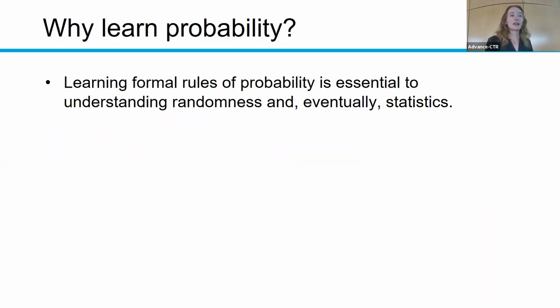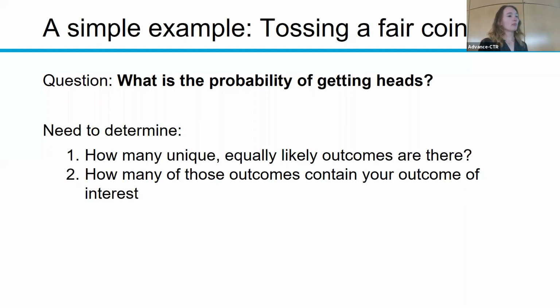So initially, why do we want to learn about probability? This is the data analysis section, and learning probability is essential to understanding randomness and also understanding statistics and data analysis. So let's start with the most basic example, just tossing a fair coin. What is the probability of getting heads? You probably know that it's 1/2, but let's go into how you figure that out.